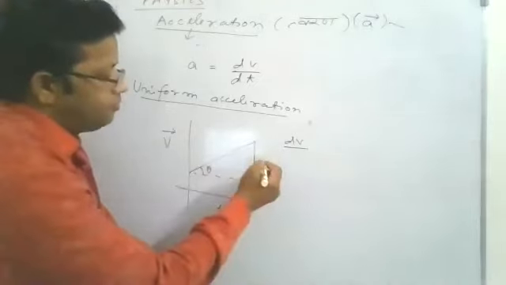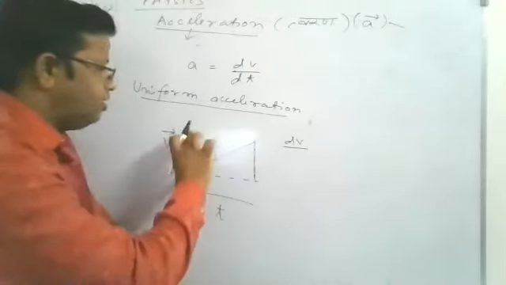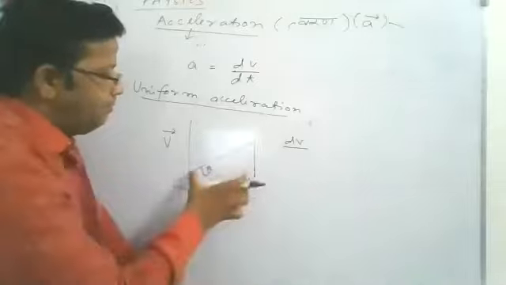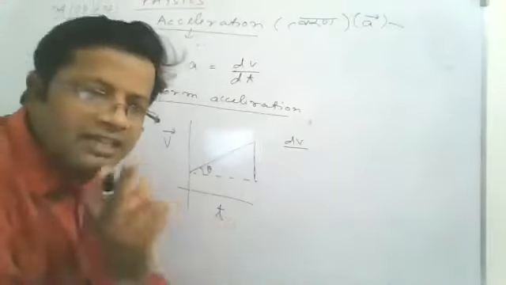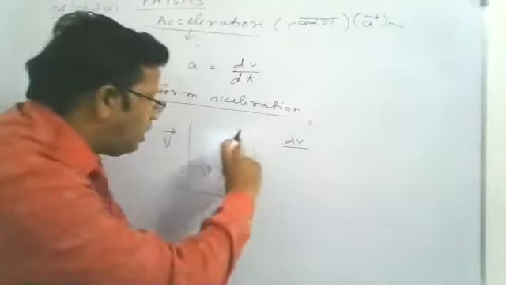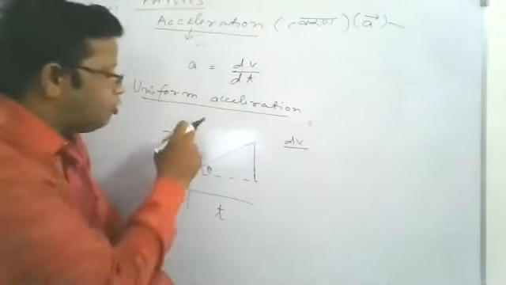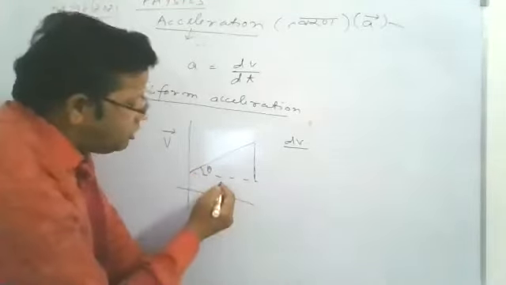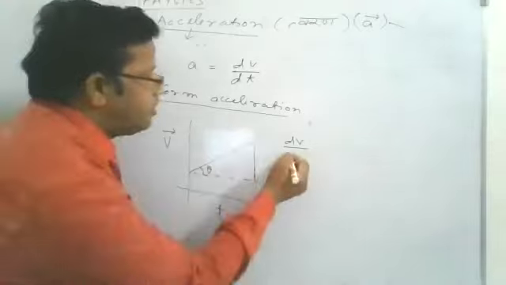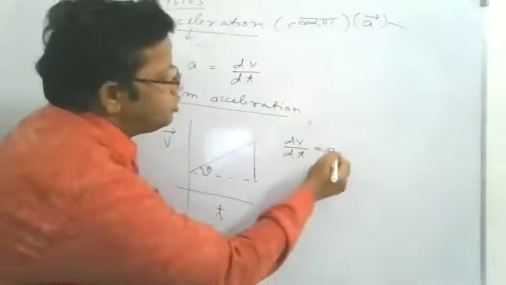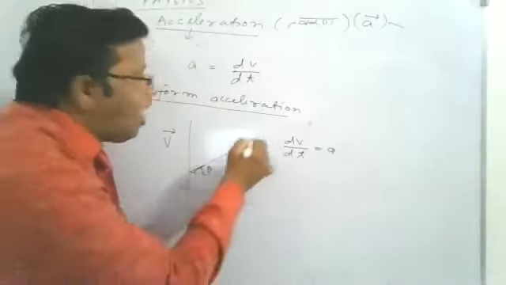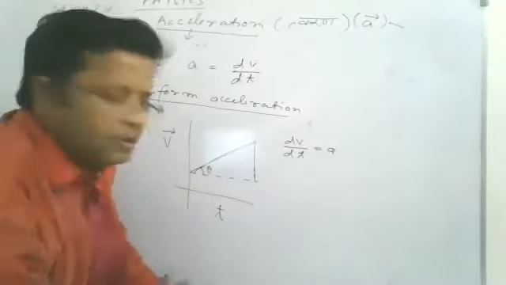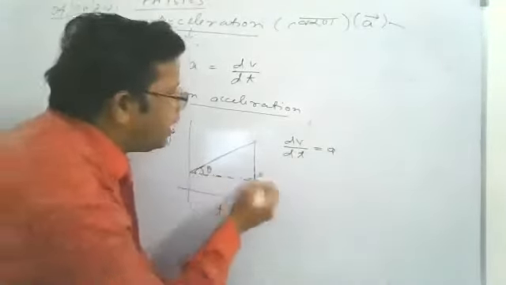On the y-axis, dy is dv upon dx. Perpendicular by base is called tan theta. That is called the slope. Beta, what is the perpendicular? Change in velocity. And what is the base? Change in time. This is called acceleration. Since its graph is constant, what is going to happen?